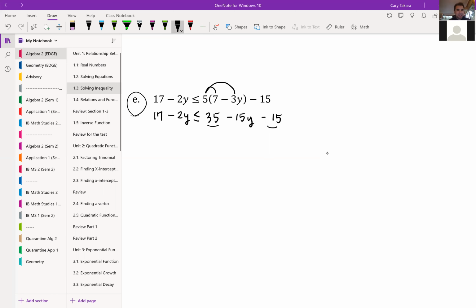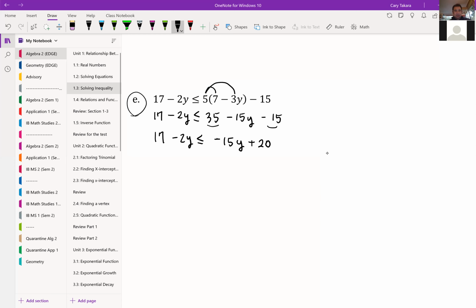35 minus 15, they're on the same side, same team. Let's simplify that. So you've got 17 minus 2y is less than or equal to 35 minus 15y. 35 minus 15 is positive 20, right? So that's what I would do next, okay? You can write 20 minus 15y. That would be okay too.